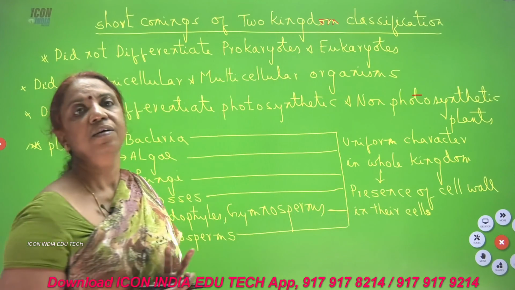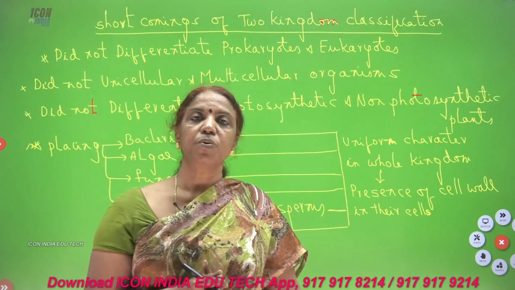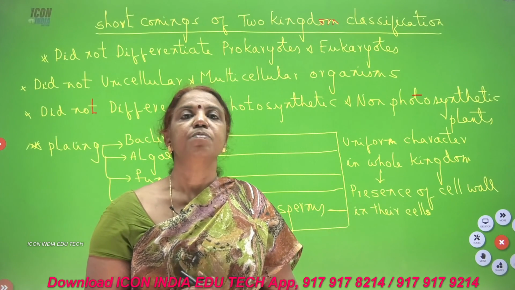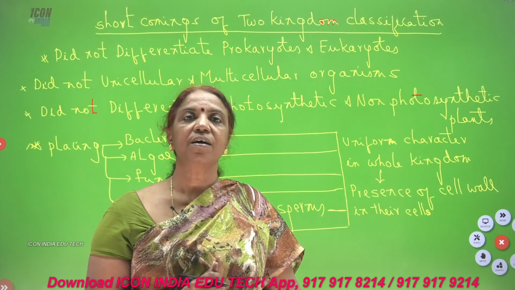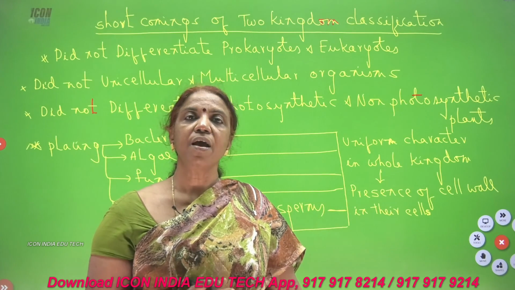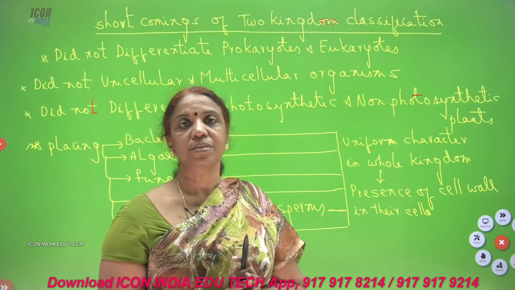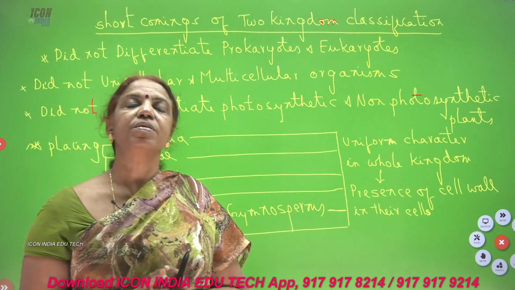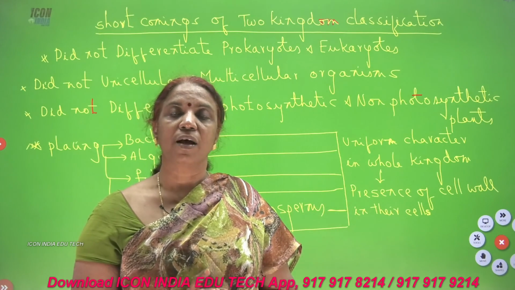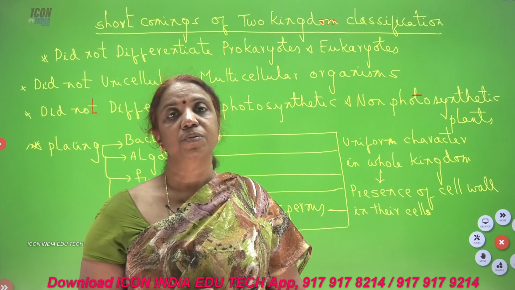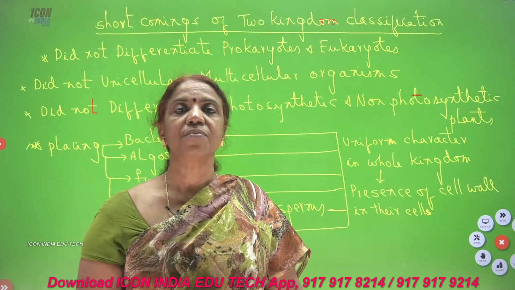They ask the MCQ like this: the uniform character in the whole kingdom is A, absence of cell wall, B, presence of cell wall, C, both, and D, none of the above. The answer is B, presence of cell wall.